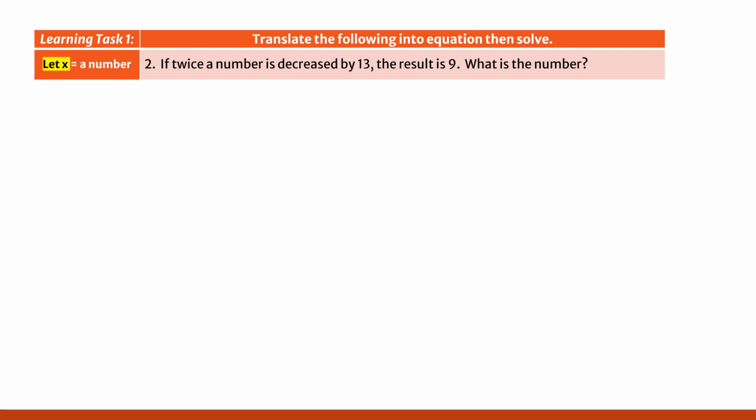Problem number 2. If twice a number is decreased by 13, the result is 9. What is the number? Again, we will let x being what? A number or an unknown number. So translate natin ulit. Twice a number. So what do you mean by twice a number? So sabi natin, pag twice a number, it is 2 times a number. So in this case, meron tayong 2x. Kasi nga, x is an unknown number or a number.